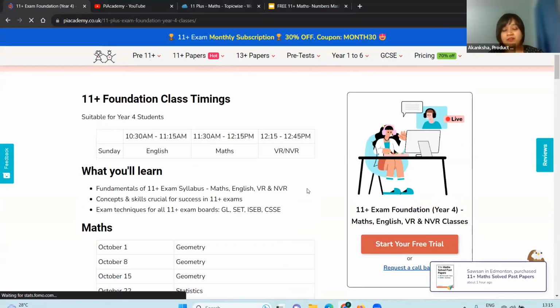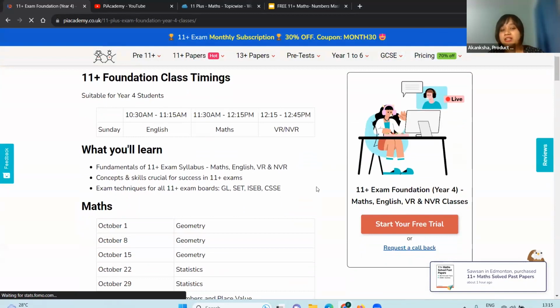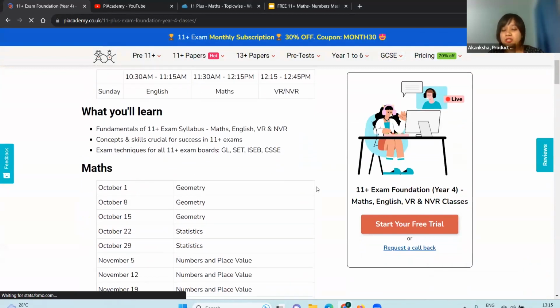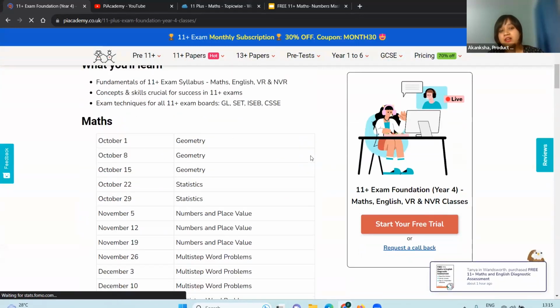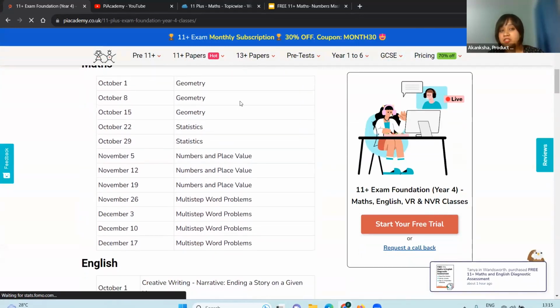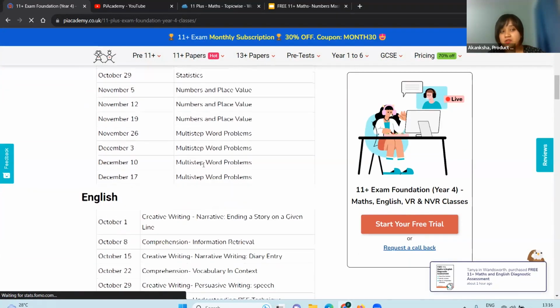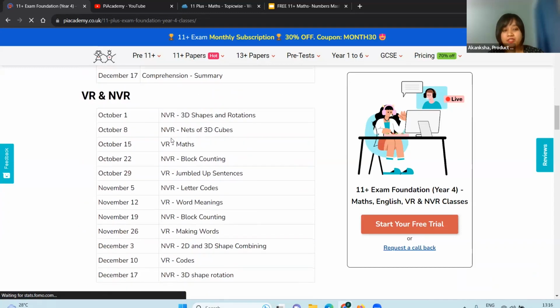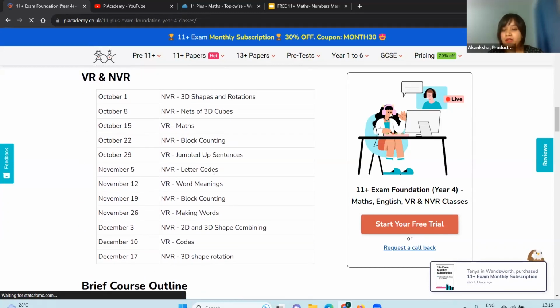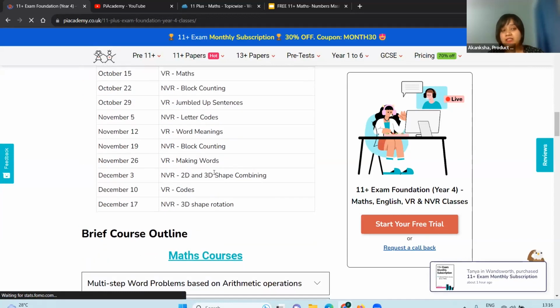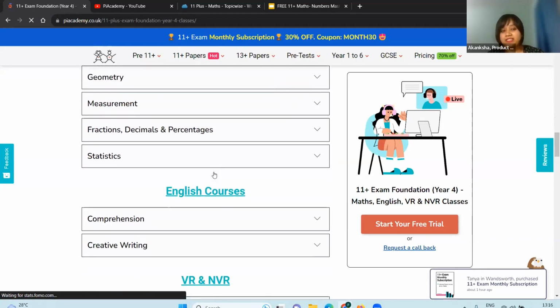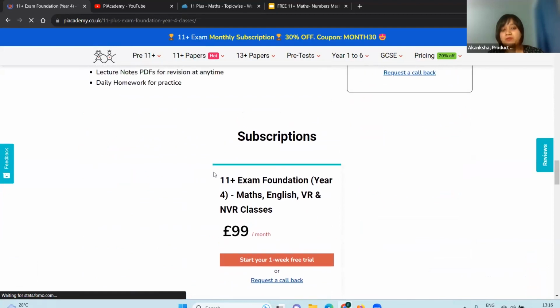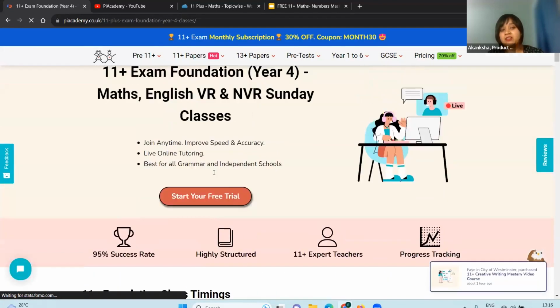preparation in year 5. So starting right from year 4, we would make sure that it's an easier journey for you because you would have been exposed to the major topics for all the subjects, which are maths, English. Within English, we have reading, writing, and comprehension, and VR and NVR. So we would make sure that you are well prepared for it 1 year in advance, which is a great head start. So please do explore the year 4 foundation classes also.